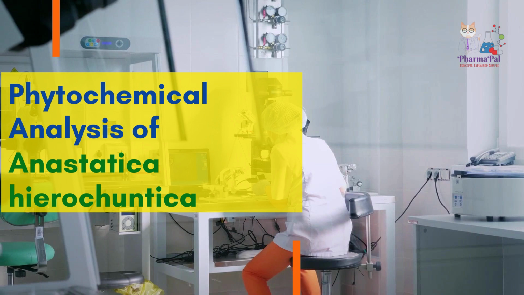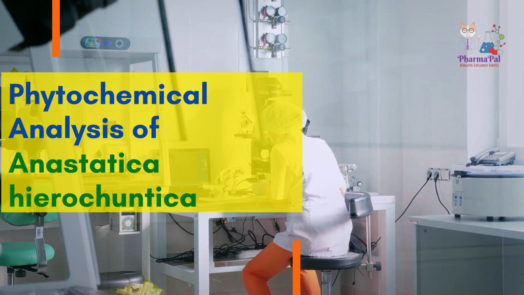Identification and characterization of active compounds. In the study, researchers employed advanced techniques to isolate and characterize the active compounds from Anastatica hierochuntica. They used preparative HPTLC. This method involved a CAMAG HPTLC scanner 3, utilizing a solvent mixture of hexane and ethyl acetate in a 7:3 ratio.